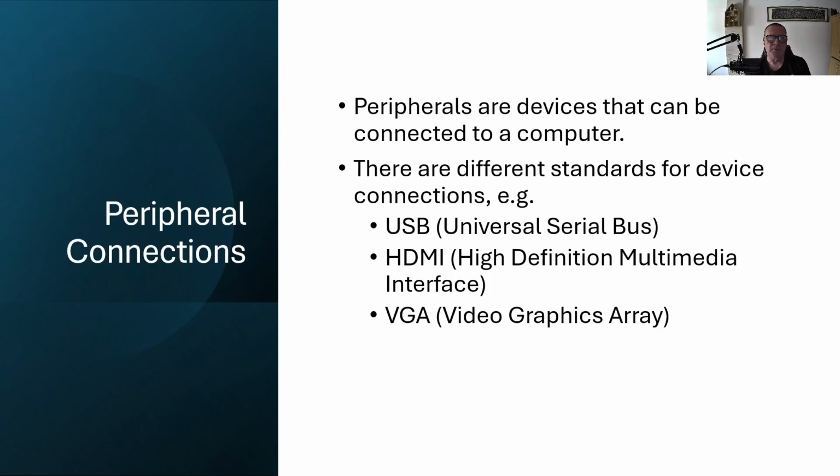Okay, peripherals. Peripherals are just devices that can be connected to a computer. It's called a peripheral basically because it was conceptually on the edge, on the outside of a computer. But nowadays it's just anything that you can plug in to a computer. There are lots of standards, and there are a few that CIE want you to know. These are the USB, HDMI, and VGA. They're all different kinds of connections, and they just want you to be able to make some comparisons between them.